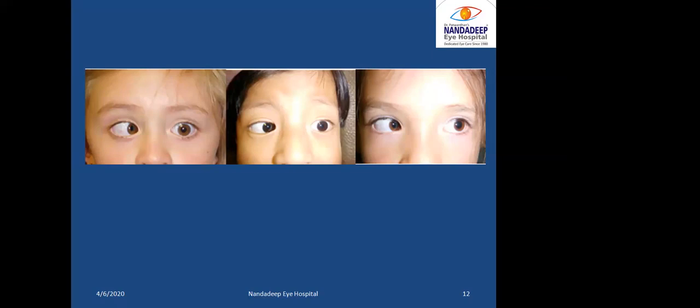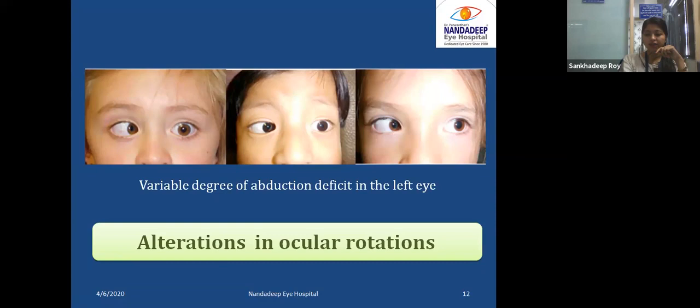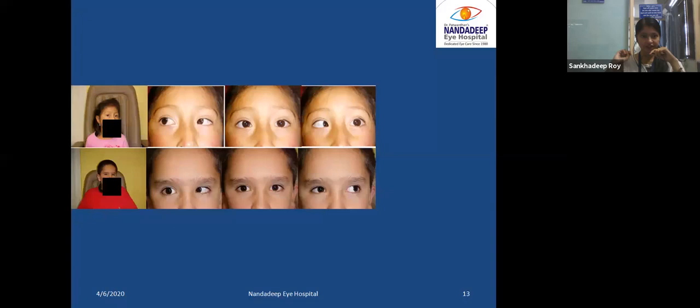So when they look at the levoversion, there is already restriction, say about -4, -4, -4, and -4. So this is also classified as an alteration in ocular rotation. Okay. These are two different patients. In this picture, you can already see the patient is looking towards the left side. So some patients with DRS, with good vision, can also have double vision, right?